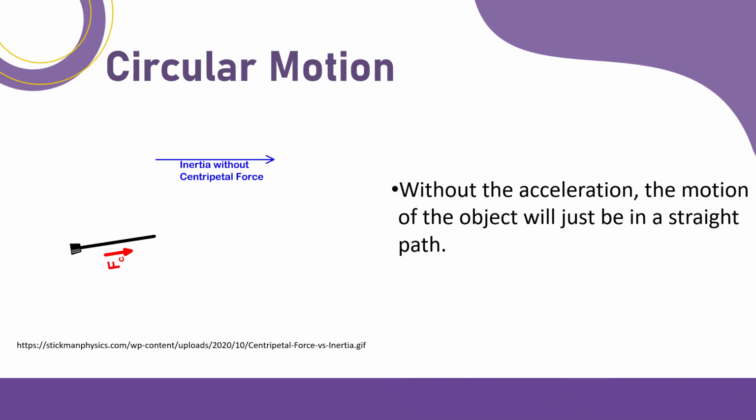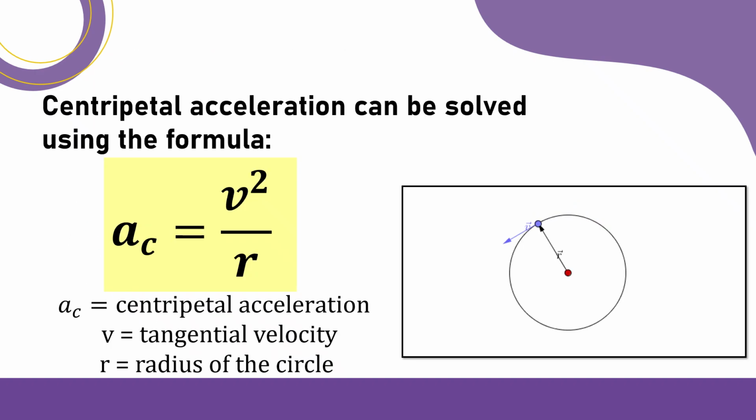Without the acceleration, the motion of the object will just be in a straight path. Centripetal force is the inward pull that keeps an object moving in a circle. If this force disappears, the object won't keep curving. It will move straight in the direction it was going at that instant. That's inertia in action. Now, centripetal acceleration can be solved using this formula. a_c, or centripetal acceleration, is equal to v squared over r, where v is the tangential velocity and r is the radius of the circle.